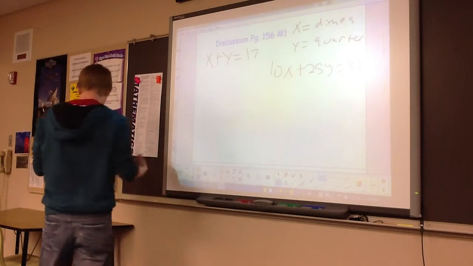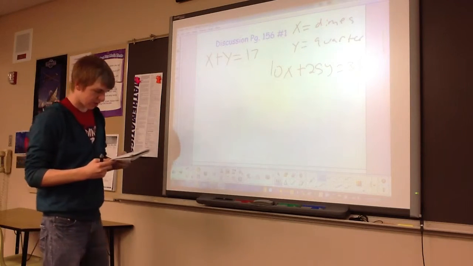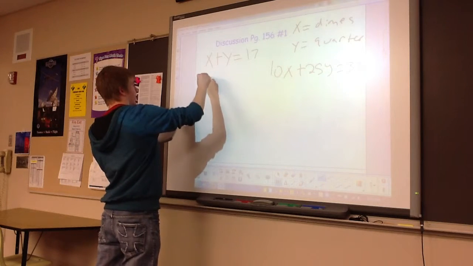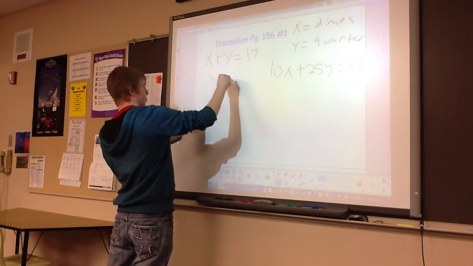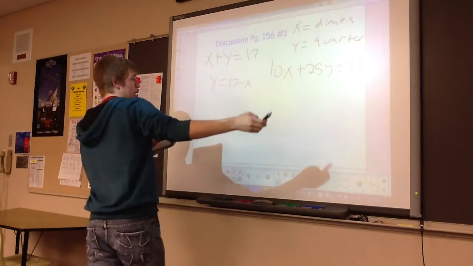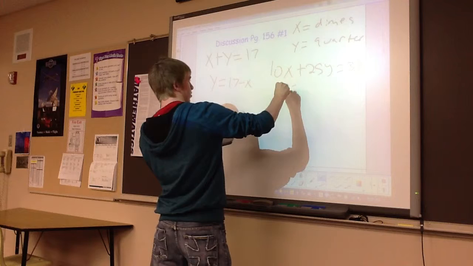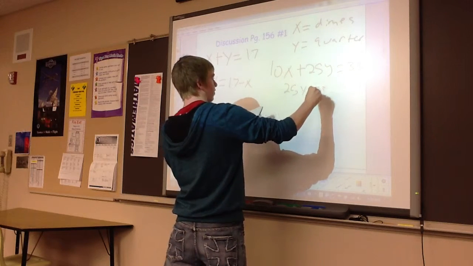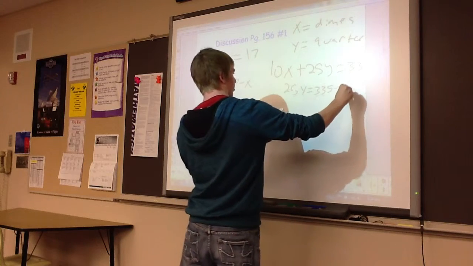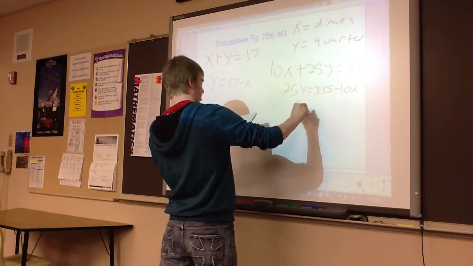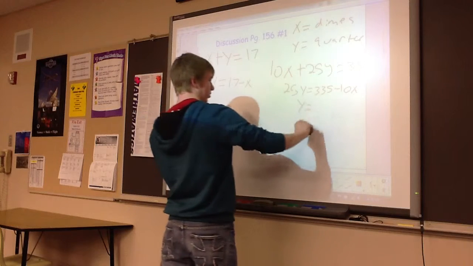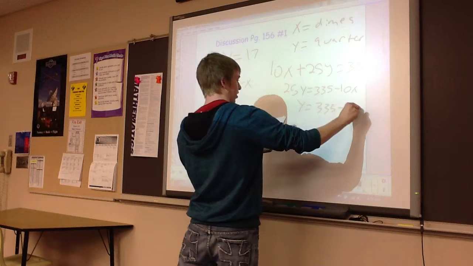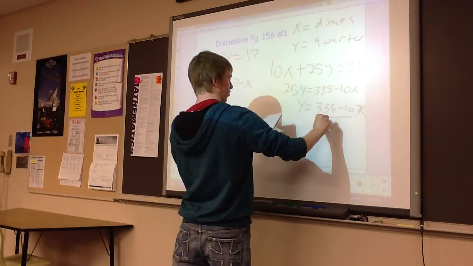And then you have to put it in slope-intercept form. I solved for y, so you subtract x from both sides, and you get y equals 17 minus x. And then subtract 10x from both sides, so 25y equals 335 minus 10x, divided by 25. You get y equals 335 minus 10x over 25.